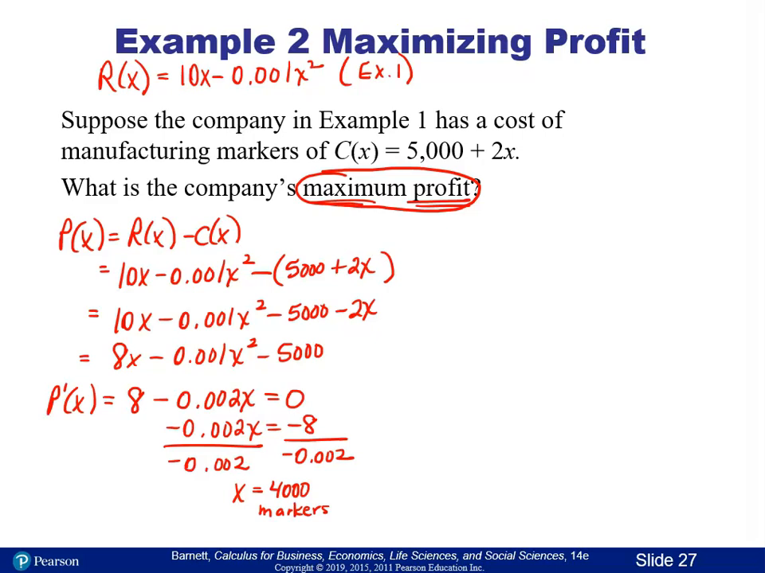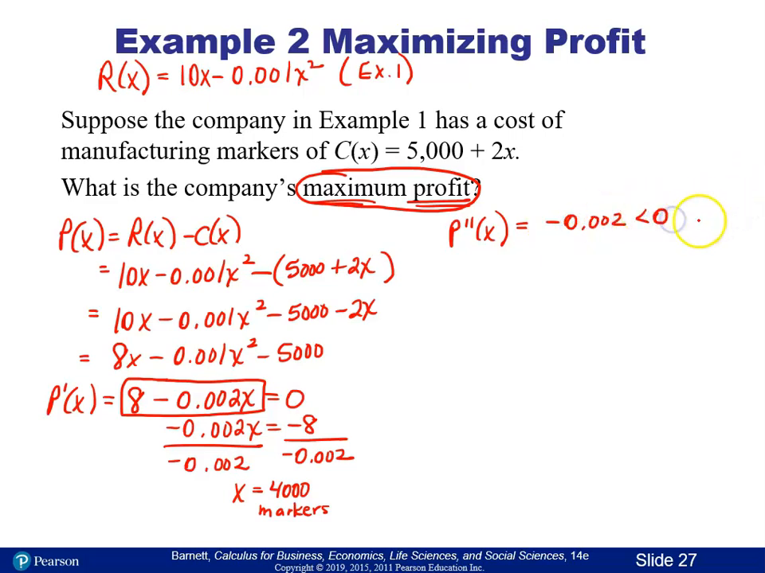Okay, so in line with what we've done before, we want to figure out if in fact this is a maximum or a minimum. And that's where our second derivative test is going to become an important part here. So if I'm taking the derivative of the derivative to get my second derivative, the derivative of 8 is 0. The derivative here is negative 0.002.